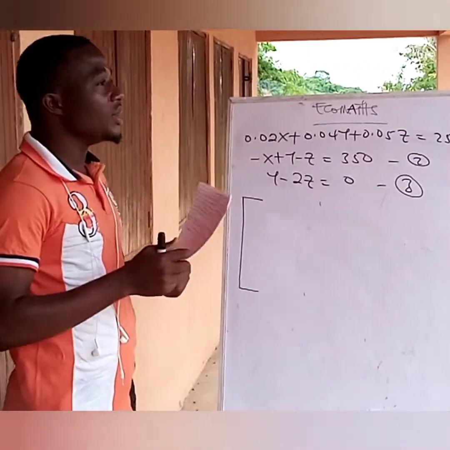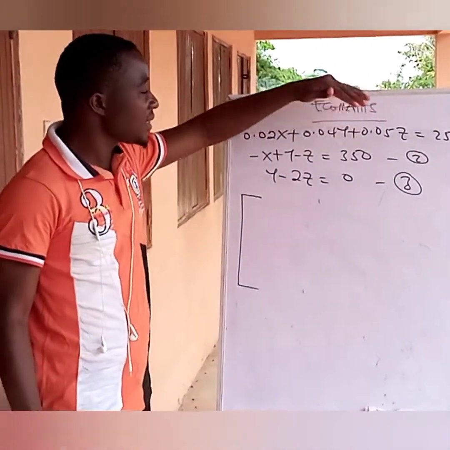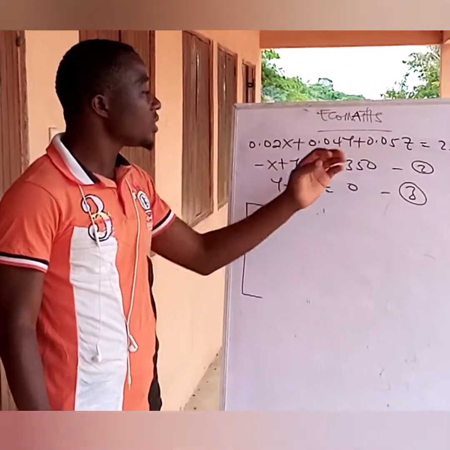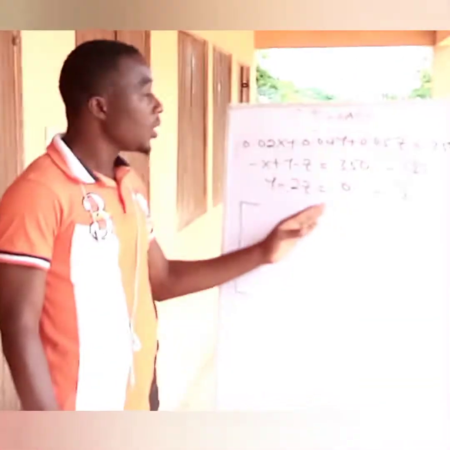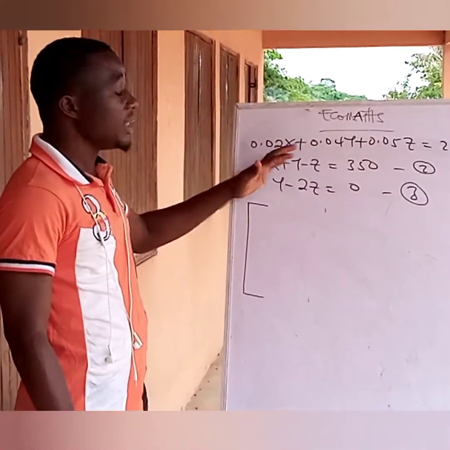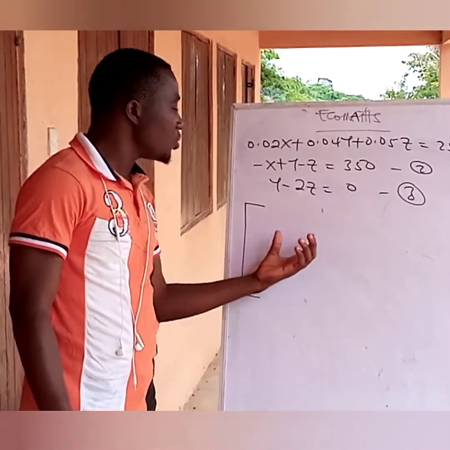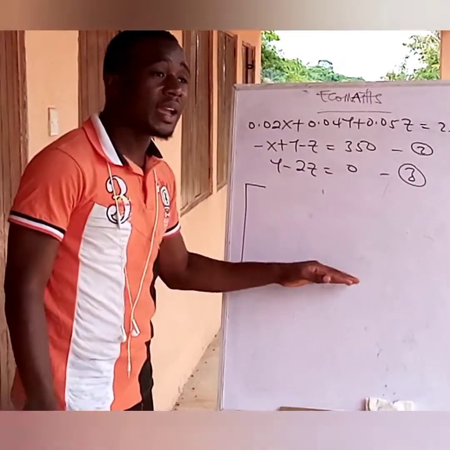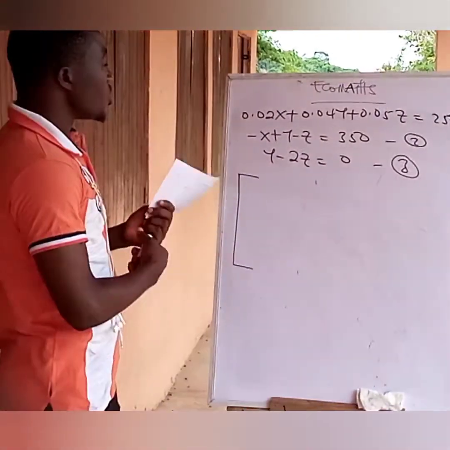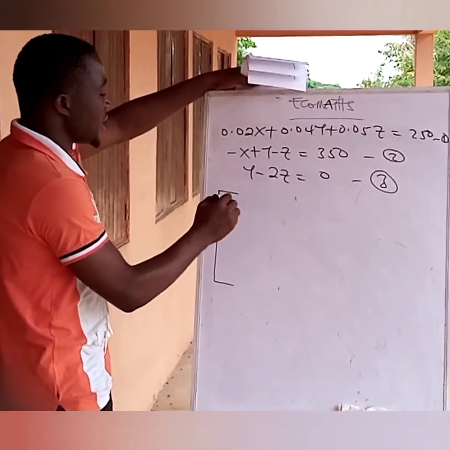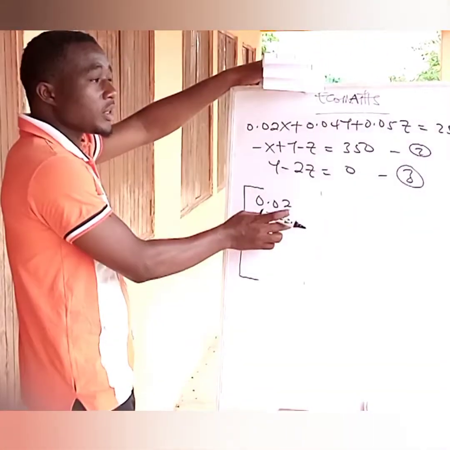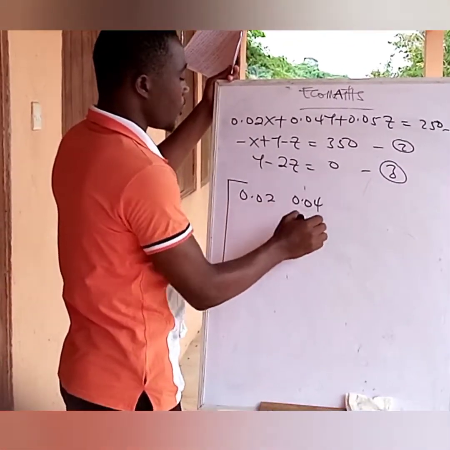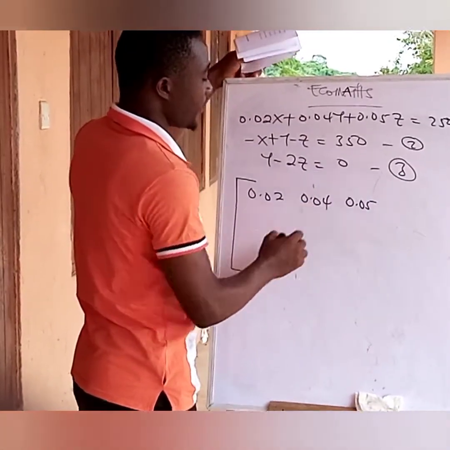So what I need to do is pick the first equation. All the coefficients of the variables in the first equation become my first row. All the coefficients of the variables in the second equation become my second row. And all the coefficients of the variables in the third equation become my third row. So I'll do that. In the first equation, the coefficient of x is 0.02, so it becomes my first element here. Then the next one is 0.04. Then the next one is 0.05.